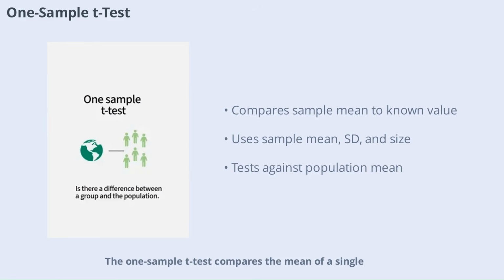The one-sample t-test compares the mean of a single group to a known value or a theoretical population mean. For example, you might want to know if the average height of students in your class is different from the national average. The formula involves the sample mean, the hypothesized population mean, the sample standard deviation, and the sample size.